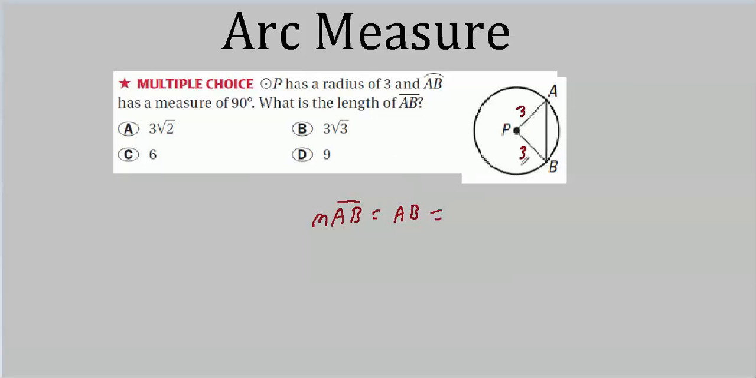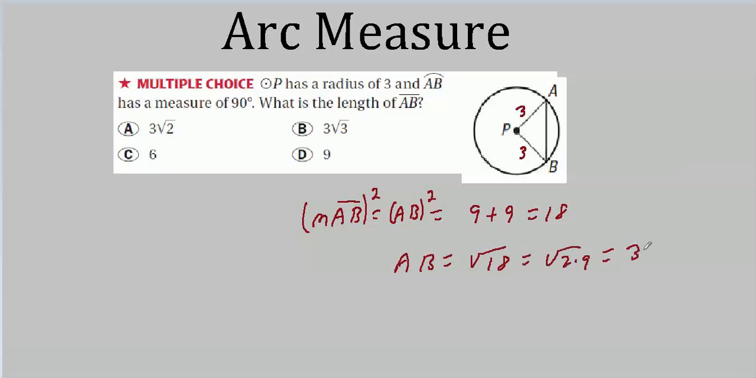Anyway, that's 3 squared plus 3 squared, right? Well, not quite. That squared and squared would be 3 squared plus 3 squared, or 9 plus 9 equals 18. AB would have to be the square root of 18. Well, that's 2 times 9, right? Or 3 times the square root of 2. Oh, that's right here. Well, I guess we'll go with this one, won't we? 3 times the square root of 2.